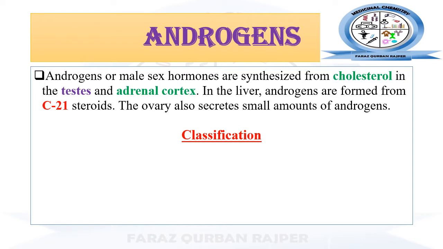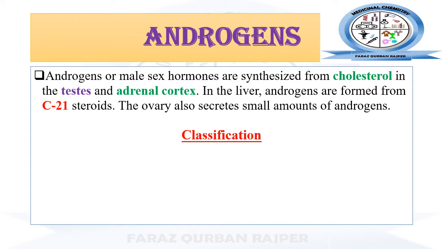Androgen inside the human body is synthesized from different organs. In the male, it is mainly synthesized from the testes, and besides the testes there are other sites in the human body from where androgen or testosterone is synthesized, like the adrenal cortex and liver, and in the female a small amount of androgen is secreted from the ovaries.